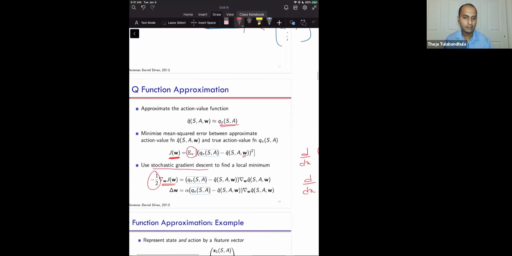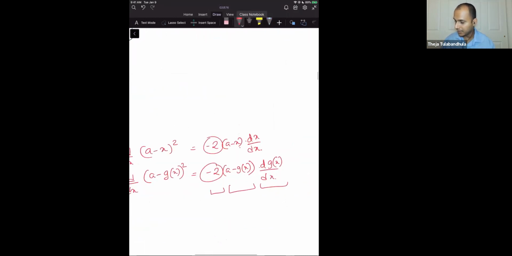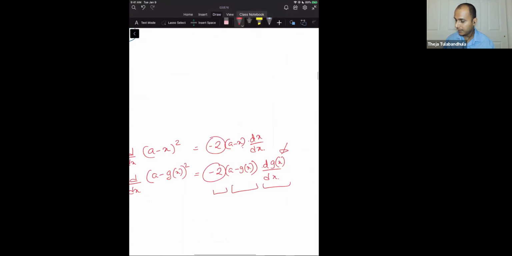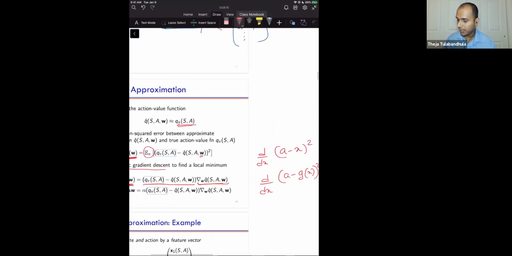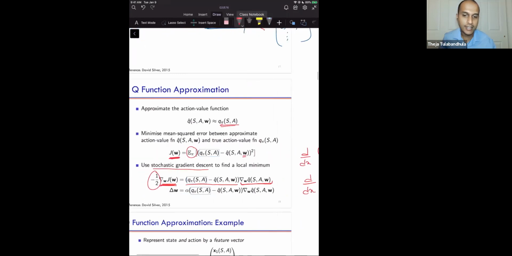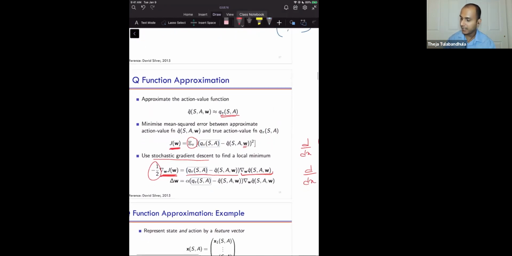Minus 2 became minus 1/2. So the gradient of J, the loss function or the scoring function, with respect to W is just the thing inside the square, times the gradient of the second argument, which is what this is. This is something that is just a recap for many of you. I'm just explicitly writing it.